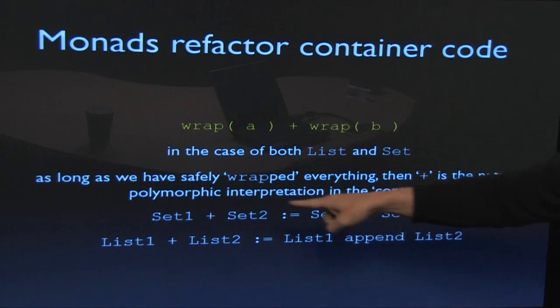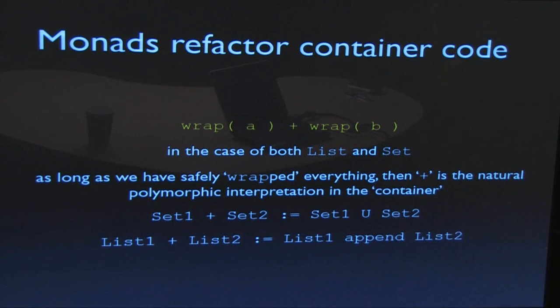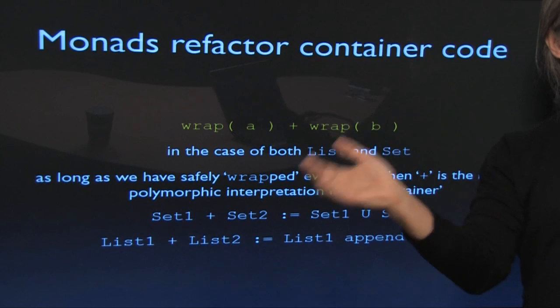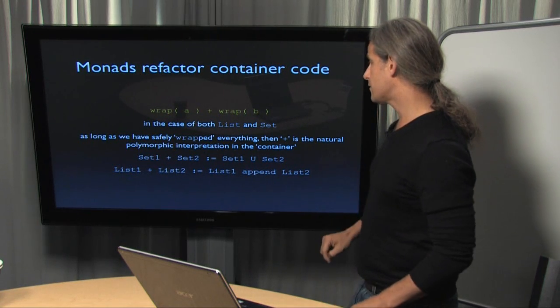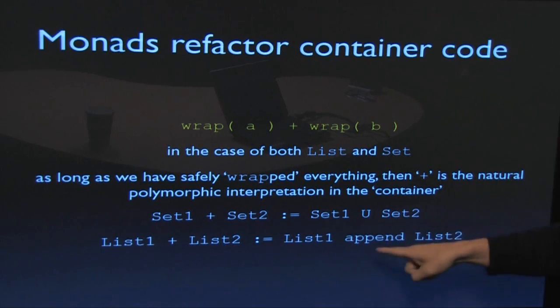So in set, what is that? Well, it's just union. Right? That's all it is. I take two sets and I just put all the elements together. There it is. And in list, it's append. And we know that append and union are not the same.